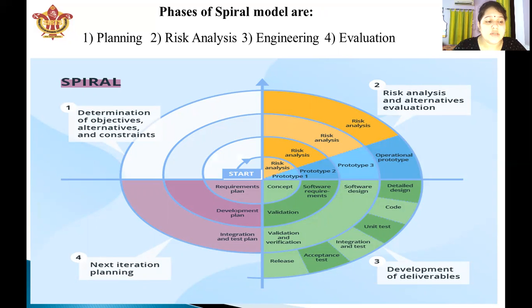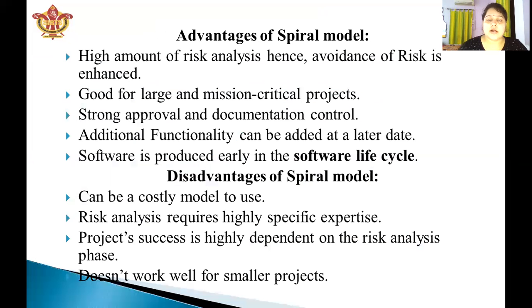So in the evaluation section, all the coding is done, everything is done, then the customer evaluates it. With the help of the customer, we evaluate whether our phase is okay or not, right? So the spiral model has four phases. The first is planning, the second is risk analysis, the third is engineering, and the fourth is evaluation, right? Here are some advantages of the spiral model.